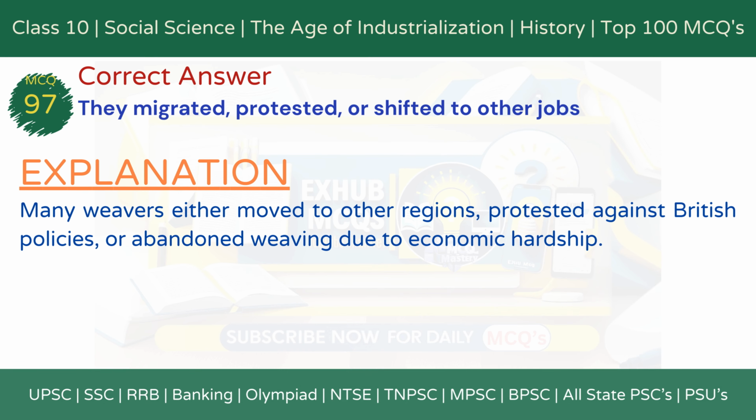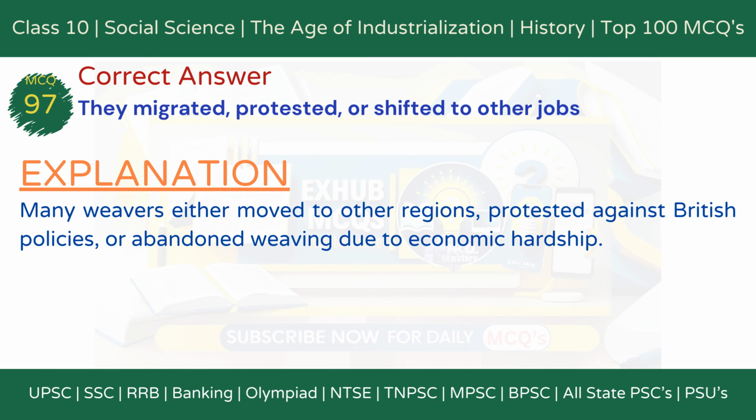The correct answer is option B. They migrated, protested, or shifted to other jobs. Explanation: many weavers either moved to other regions, protested against British policies, or abandoned weaving due to economic hardship.